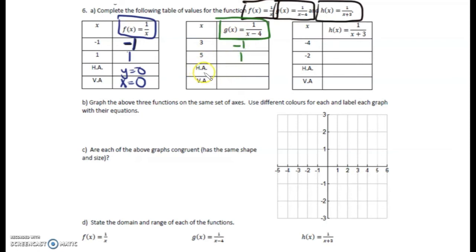Now our horizontal asymptote, moving left and right, doesn't change. But this is going to change our vertical asymptote, right? Because this essentially is telling us that we're going to move to the right 4, right? It's going to be opposite of that sign. So it's not left 4, it's right 4. So we're going to have a vertical asymptote of x equals 4.